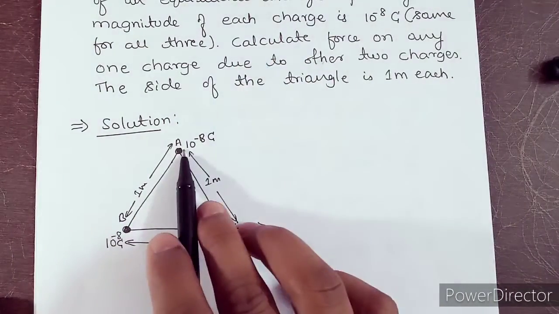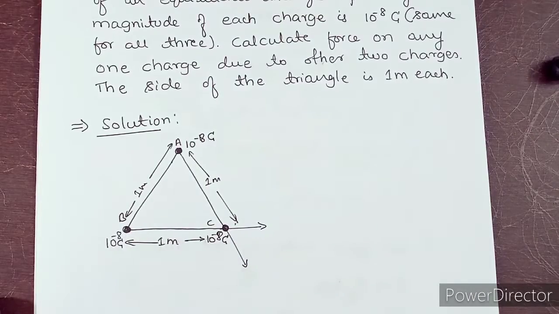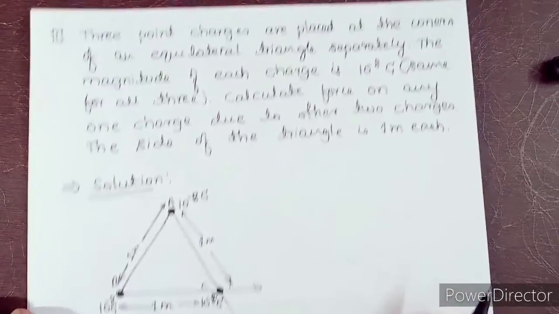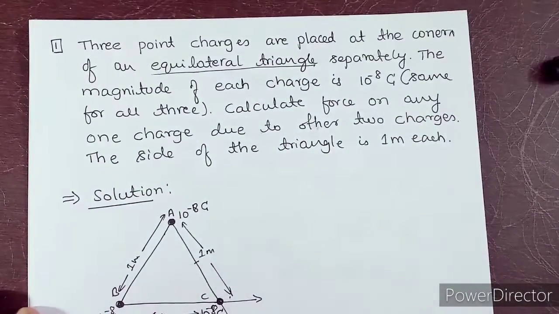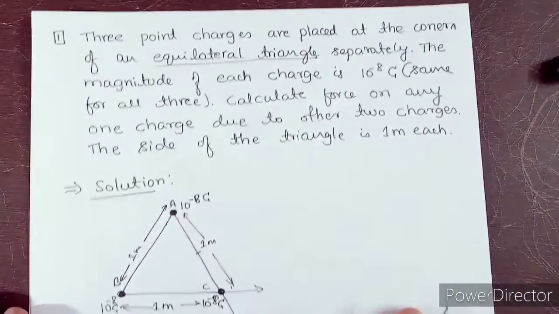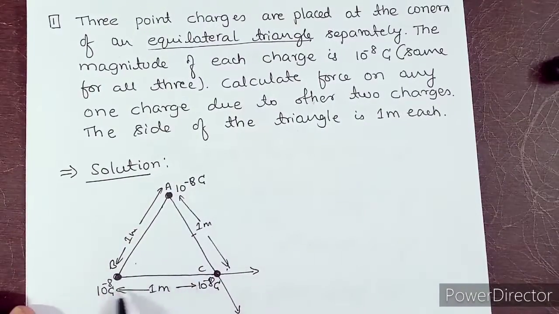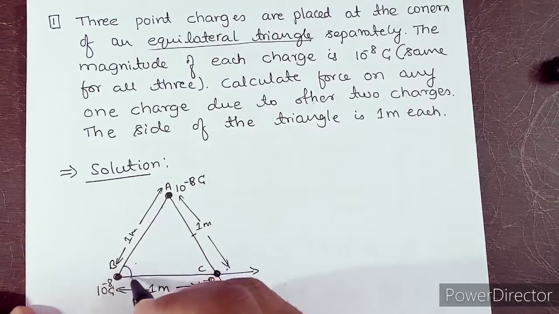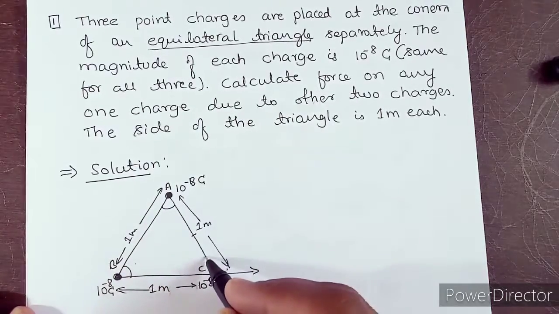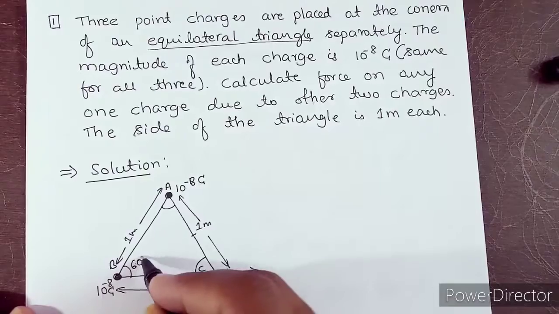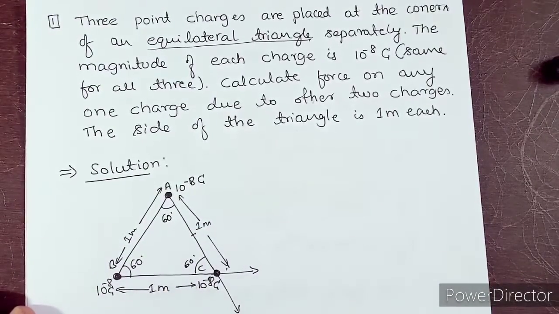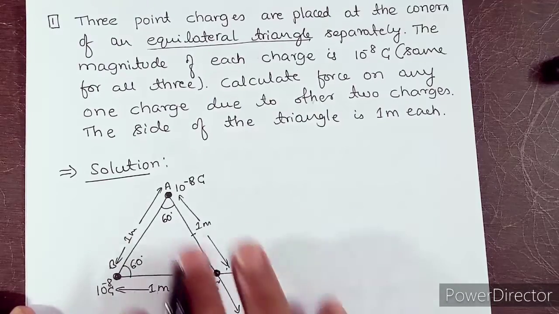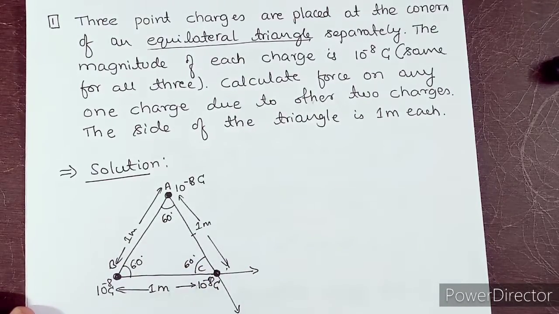Okay, so here we have three charges. Let's consider this is the equilateral triangle. Equilateral triangle means what? All sides are equal. This side 1 meter, this side 1 meter, this base is also 1 meter length. If that is 1 meter, this angle will be how much? Same, this will be 60, this will be 60, and this will also be 60. If all sides are equal, all these angles will be equal.